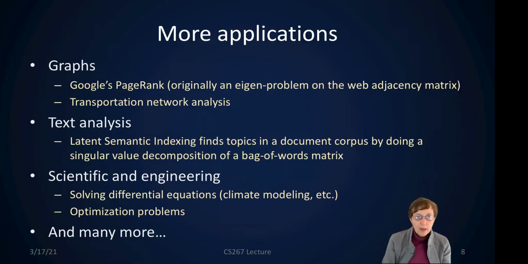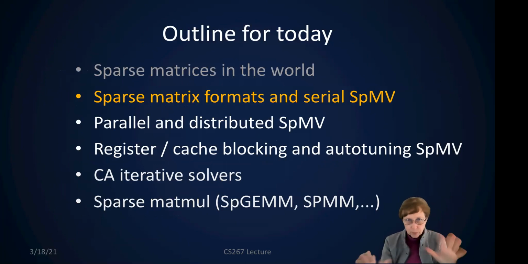So a lot of other applications. I've mentioned Google PageRank, so graphs that come up. Transportation networks would be another place where you have large graphs. Text analysis, where you're looking for topics in a document, you might be computing the singular value decomposition of a matrix which contains a bag of the words, all the words that appear in that text. Scientific and engineering applications, so certainly in solving differential equations, PDEs, and optimization problems in a lot of other places. So that's just a little bit to remind you of why we care about sparse matrices.